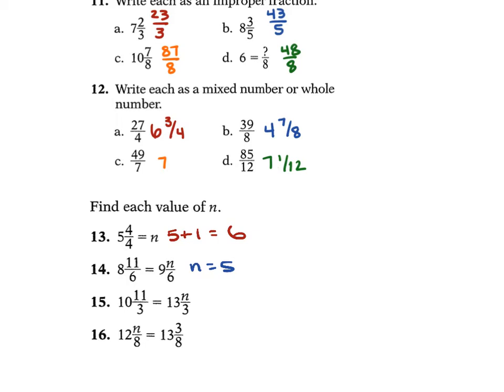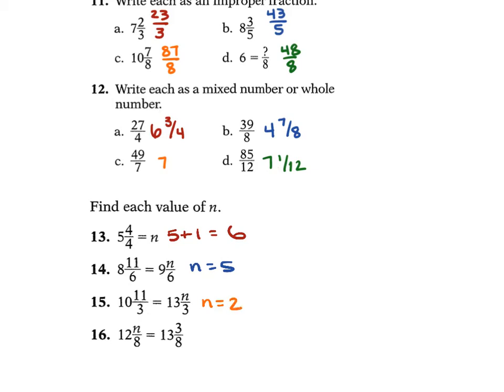For 15, we have 10 and 11 over 3, which is the same thing as 13 with something over 3. So 3 goes into 11 3 times with 2 left over. So that's going to be 13 and 2/3.